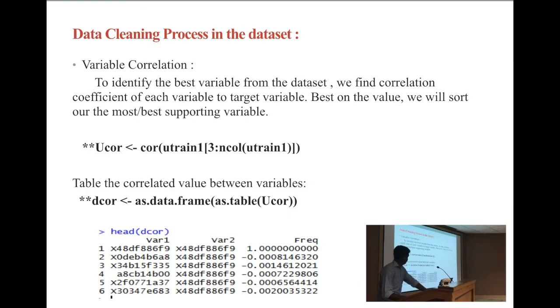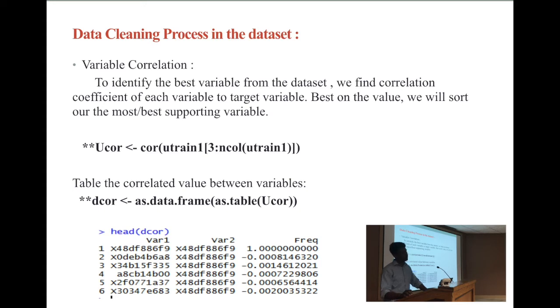So after you remove all the zero-containing variables, and then you remove all duplicate columns from the data set, you just find out the correlation between the variables.